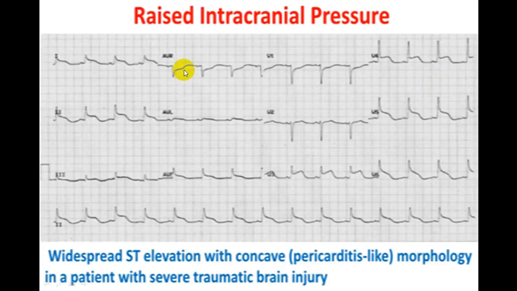Even in a raised intracranial pressure, you can have an ST change. Here you have got changes in the majority of the leads, lead 1, lead 2, lead 3. You can see in V3, V4, V5, V6, and here you have got an ST depression. So again, this shows you widespread ST elevation. Pericarditis-like morphology. You can see this is concave. This is concave. This is concave. So pericarditis-like morphology can be seen in a raised intracranial pressure. Do keep it in mind. Sometimes we call that a brain injury.